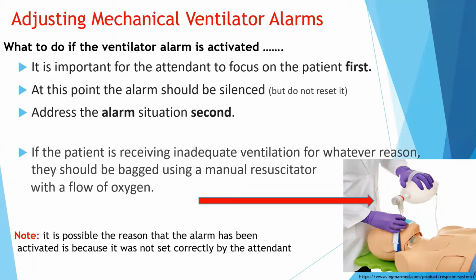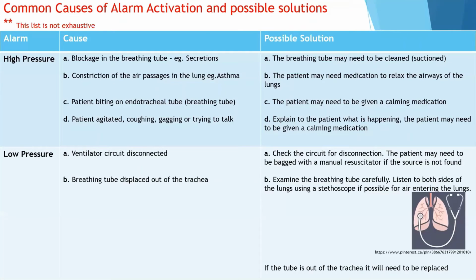It is possible the reason that the alarm has been activated is because it was not set correctly by the attendant. This is common. Common causes of alarm activation and possible solutions. A high pressure alarm can be caused by many things. Blockage in the breathing tube, and in this case, the breathing tube may need to be cleaned, or it's called suctioned.